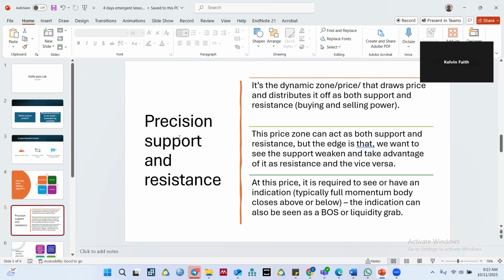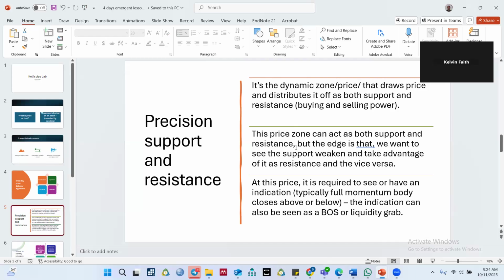Within the general support resistance zone, this is a price that could have power to buy or sell around it. So I've defined it as any dynamic price or zone that draws price to itself, and also price distributes off from that particular precision price. And then there is the power of buying, which is support, and the power of selling, which is resistance, of that same price.